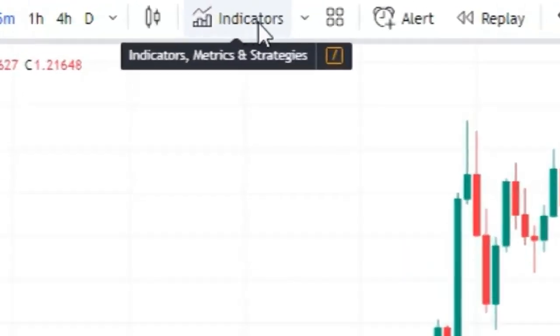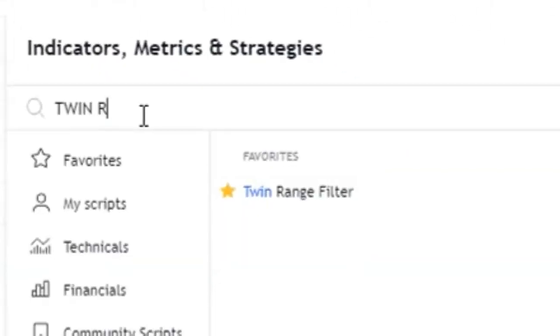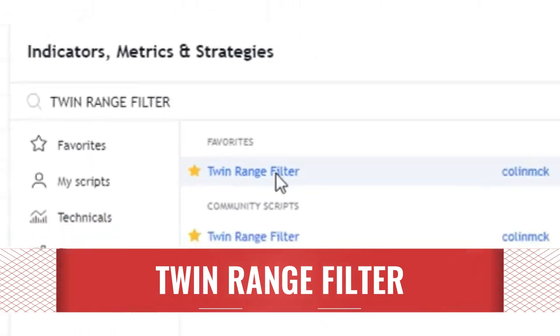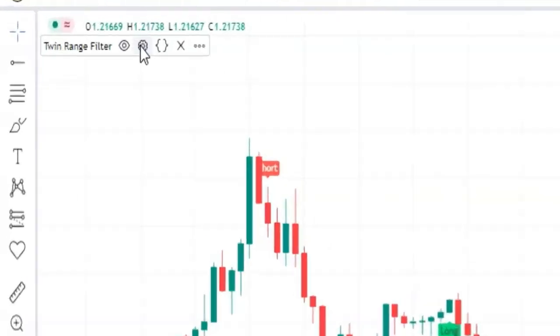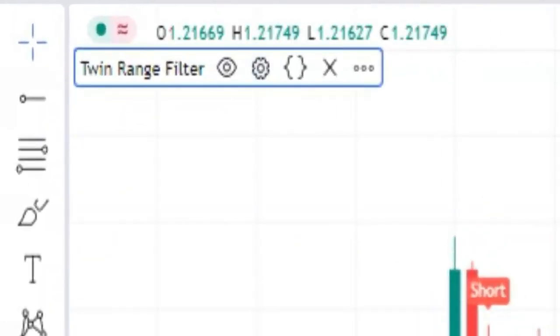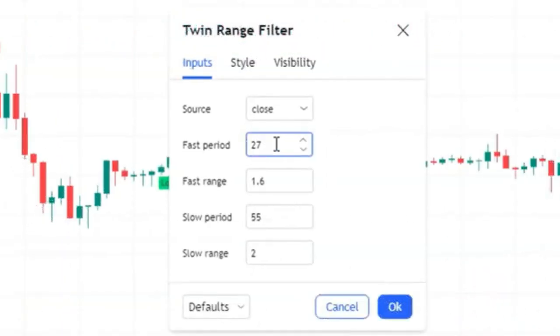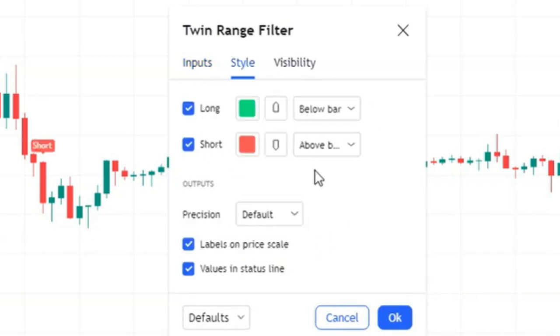First of all, we need to search Twin Range Filter in the search box of TradingView. Then we have to click on the indicator settings. Then we have to change the fast period to 30, the fast range to 5, the slow period to 50, and the slow range to 4. Then leave the style section on the default mode.